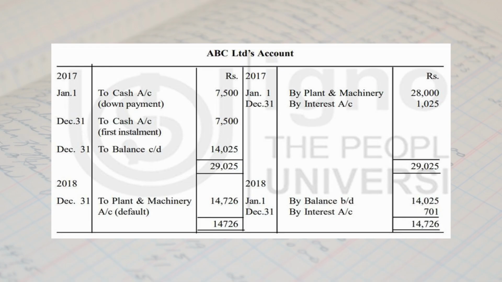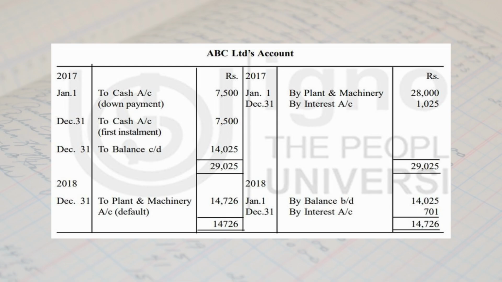So, here the plant and machine was 28,000, down payment was 7,500. So, at the end of the first year, the outstanding amount was 20,500. On 20,500, the rate of interest was 5%, so the interest would be 1,025. Then at the end of the first year, the first installment was made again, 7,500.